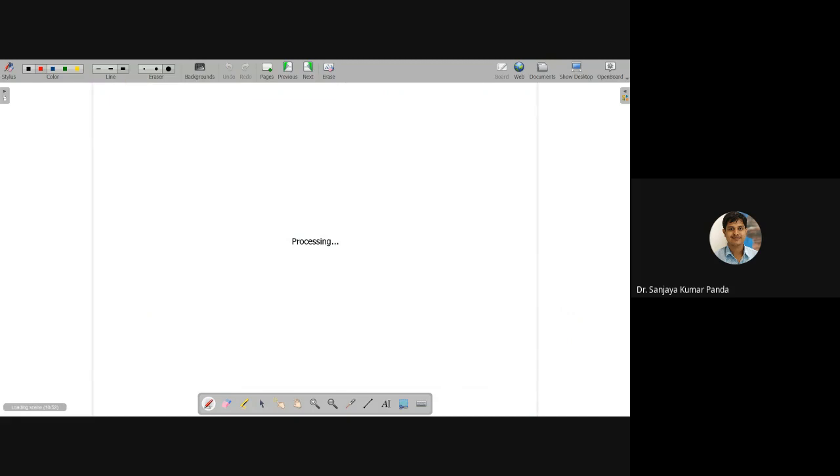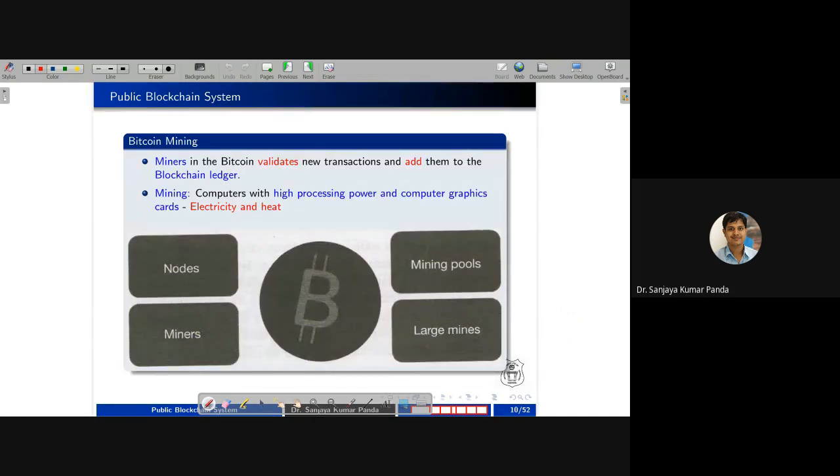Now come to Bitcoin mining. How to go for the process of mining? Before going to the process of mining, you should know the difference between the miner and mining. Miner is not the same as mining. Miners, in the case of Bitcoin, actually validate the new transactions and add them into the blockchain ledger. Whenever you have a new transaction, in order to validate the new transaction, we have miners. And later, once it is properly validated, we add them into the blockchain ledger.